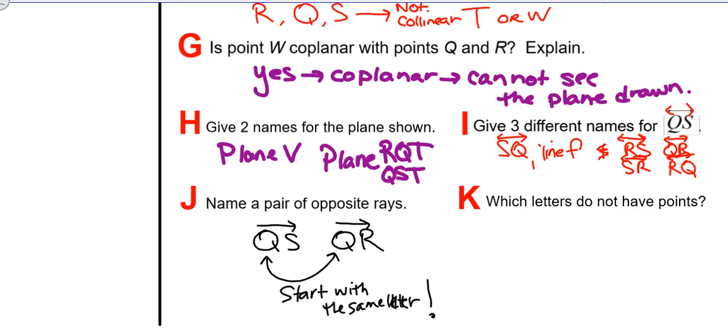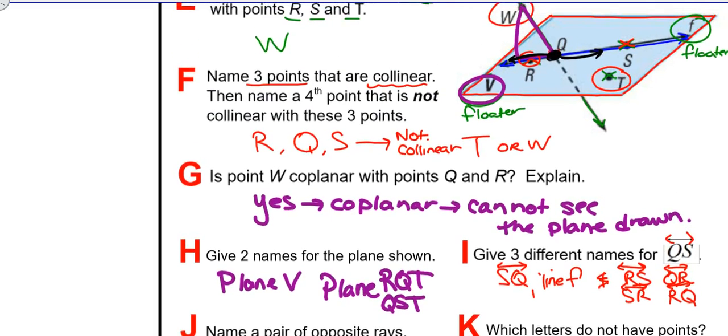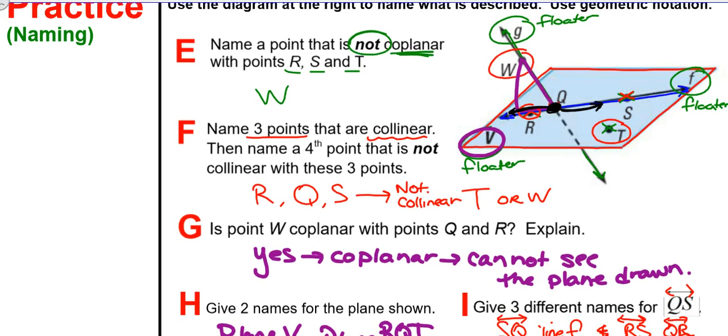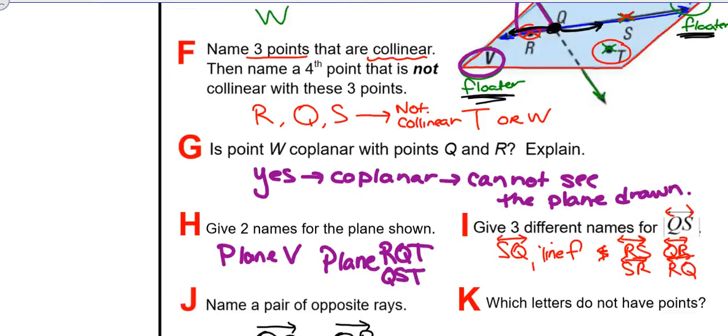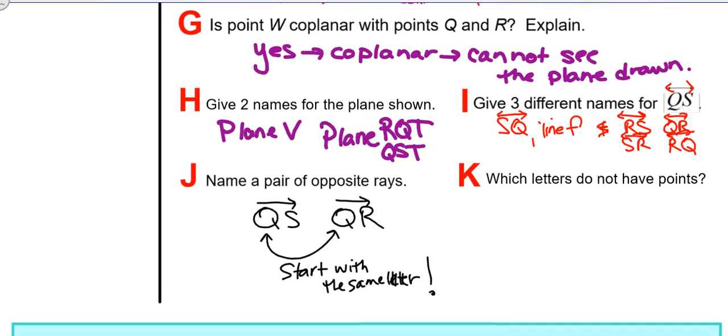And then the last question here, it says, which letters do not have any points? Those are the points that we labeled at the very beginning. Those are our floater points. We have 3 of them: lowercase g, lowercase f, and uppercase v. G, F, and capital V.